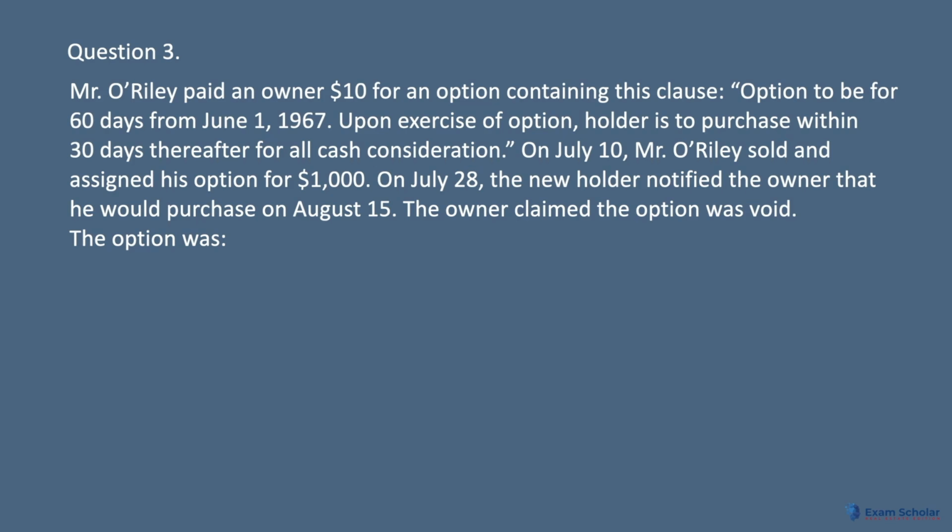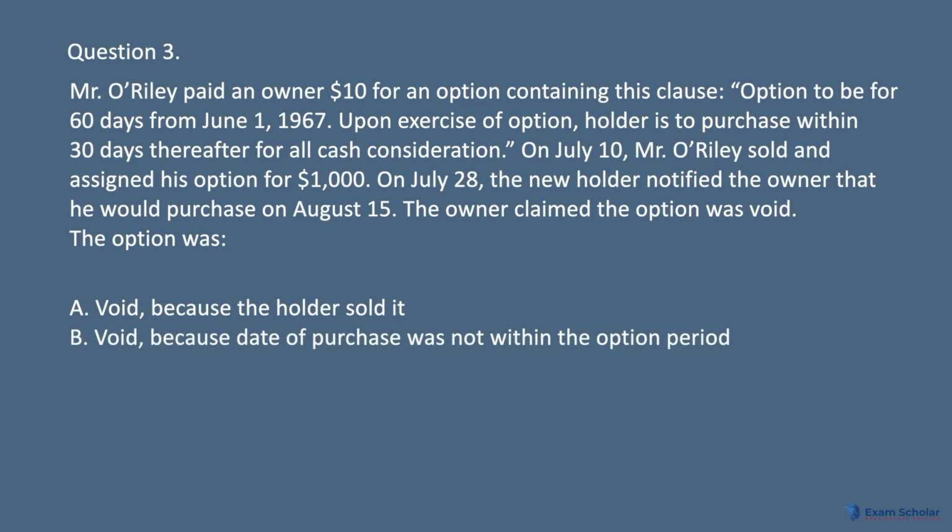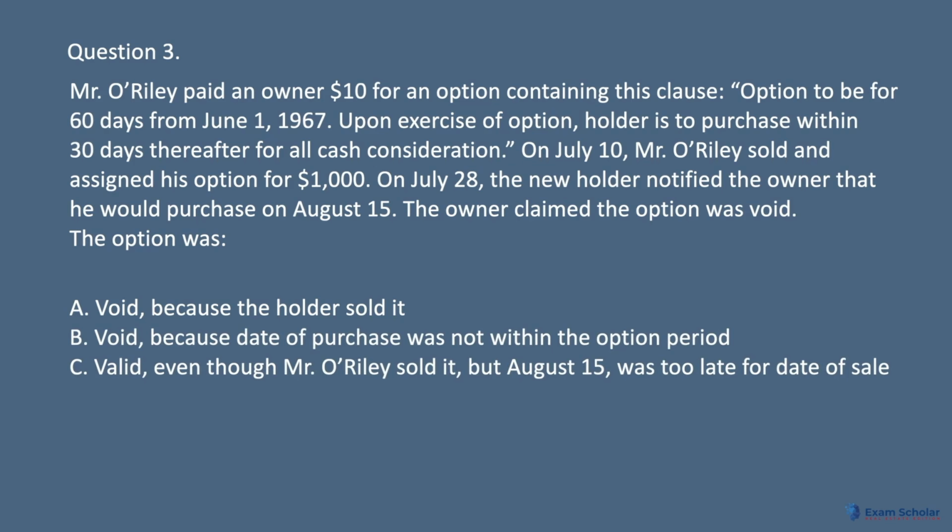The option was A. Void, because the holder sold it. B. Void, because date of purchase was not within the option period. C. Valid, even though Mr. O'Reilly sold it, but August 15 was too late for date of sale. D. Valid, and assignee could purchase on August 15.